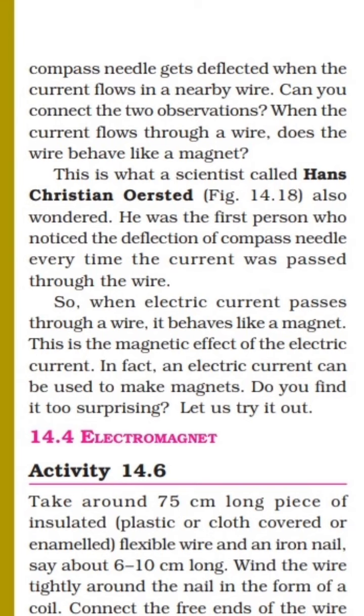When we are not bringing the bar magnet, and before that when we are only putting the compass needle on that cardboard sheet, and after that when we put the switch in the on position, that time also it shows the deflection. Why? Because when the current flows through the nearby wire, a magnetic field is produced there.